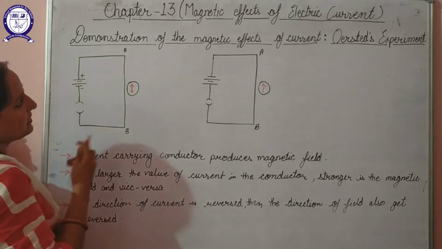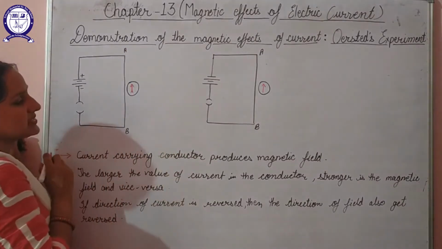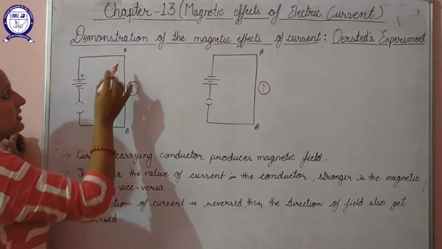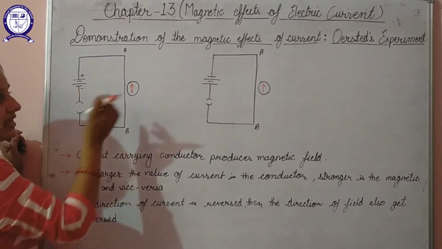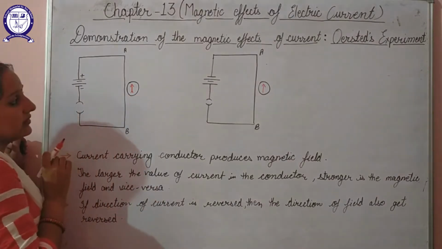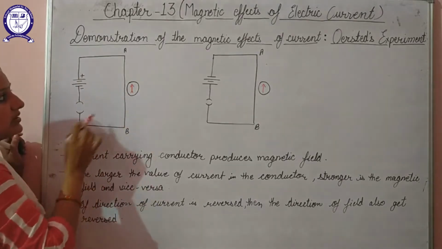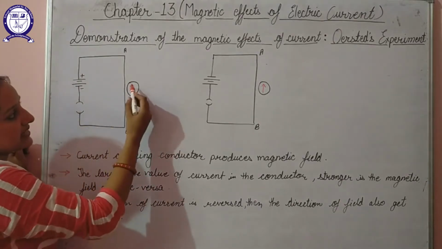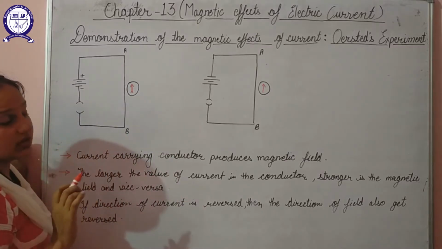In his experiment, Oersted took a conducting wire of copper. This AB is the conducting wire of copper. He connected this wire to a battery with the help of a key and placed a magnetic compass just below this conducting wire. In the beginning, when the key is off, that means no current is flowing through the circuit, at that time the magnetic compass was pointing towards the geographical north of Earth.